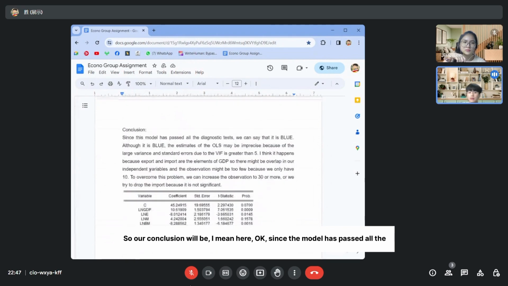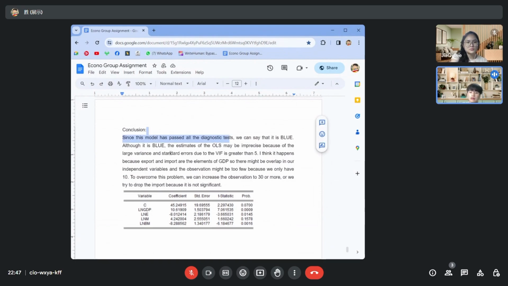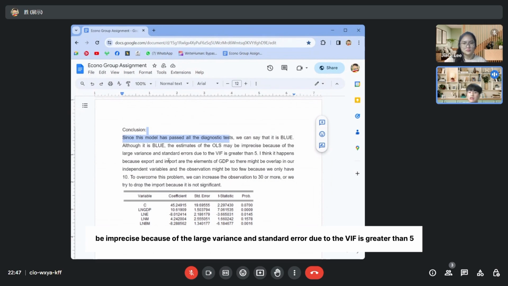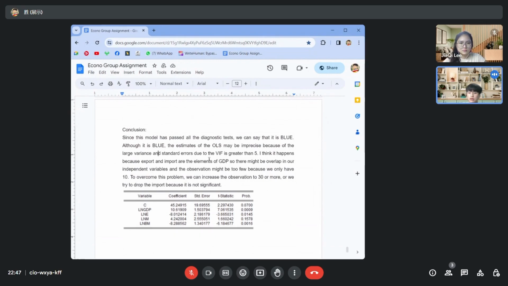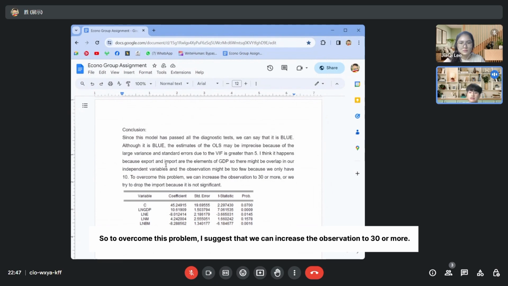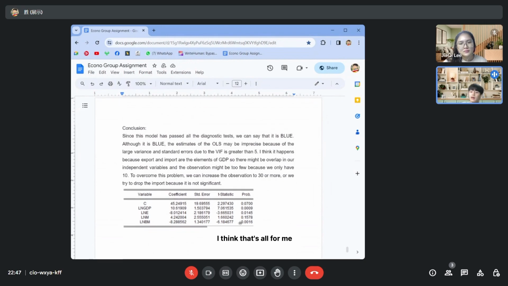So our conclusion will be here. Since the model has passed all the diagnostic tests, we can say it is BLUE. But although it is BLUE, the estimator of the OLS may be imprecise because of the large variance and standard error, due to the VIF being greater than 5. I think it happens because export and import are elements of GDP, so there might be overlap in our independent variables, and the observations might be too few because we only have 10. To overcome this problem, I suggest that we increase the observations to 30 or more, or we try to drop the import variable because it is not significant, like here. Yeah, I think that's all for me.